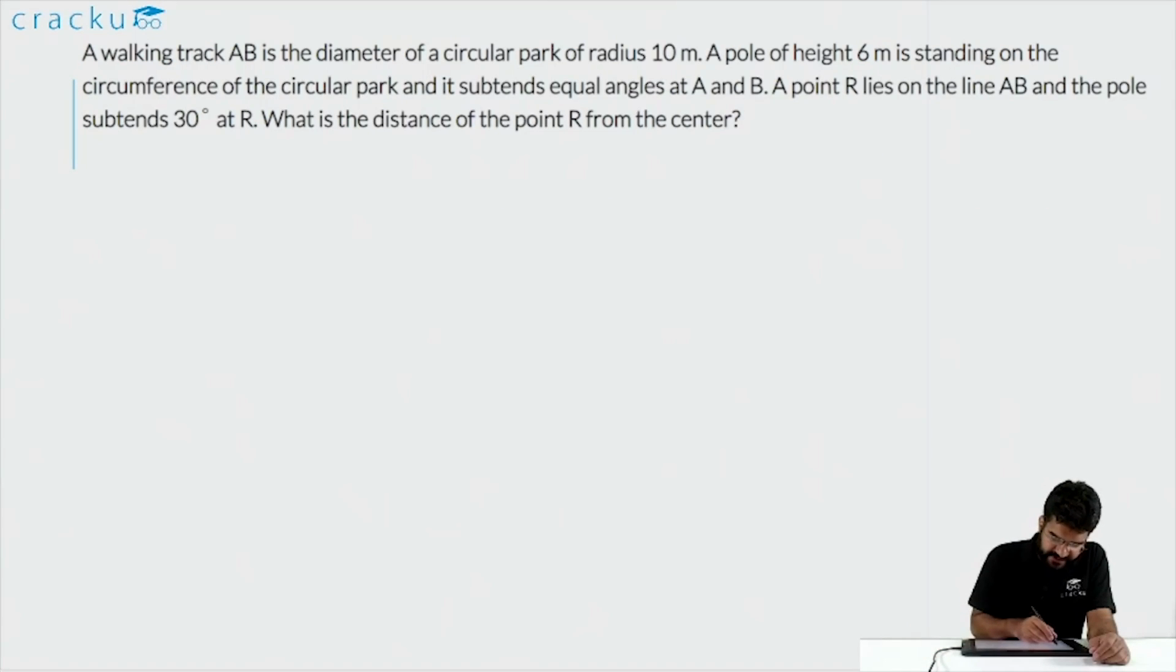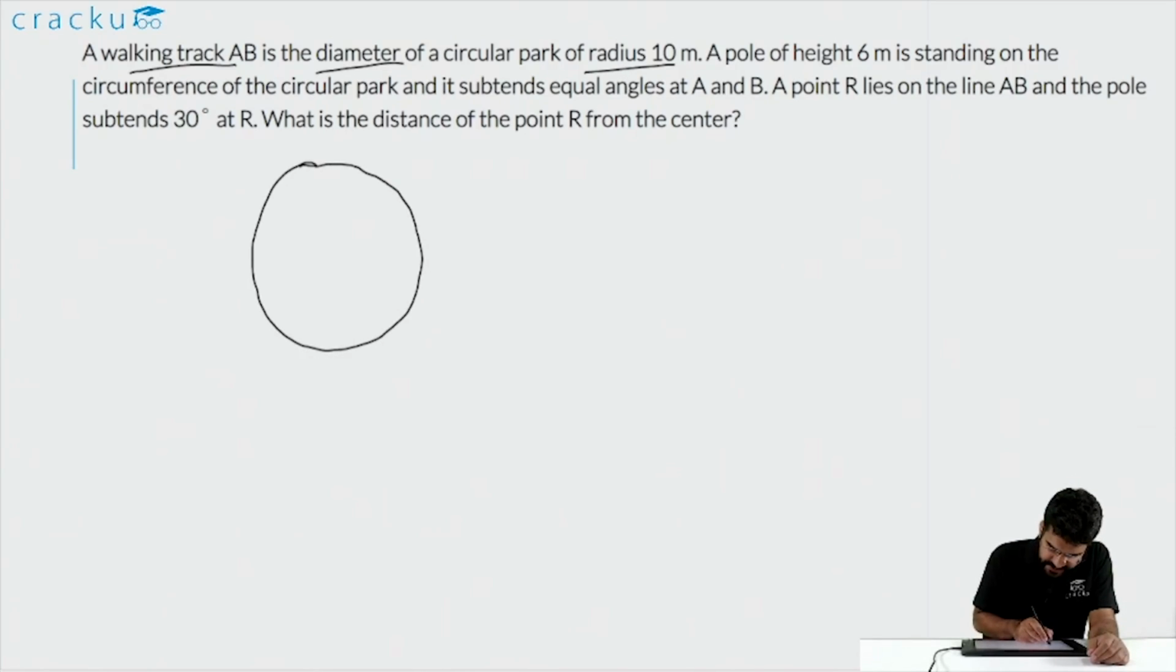In this question, we are given that there is a walking track AB, which is the diameter of a circular park of radius 10 meters. So let us assume that this is the circular park and this is the diameter AB. AB is the walking track. Now a pole of height 6 meters is standing on the circumference of the circular track and it subtends an equal angle at A and B. That is, it is equidistant from both A and B. So it will be at the midpoint of the arc AB.